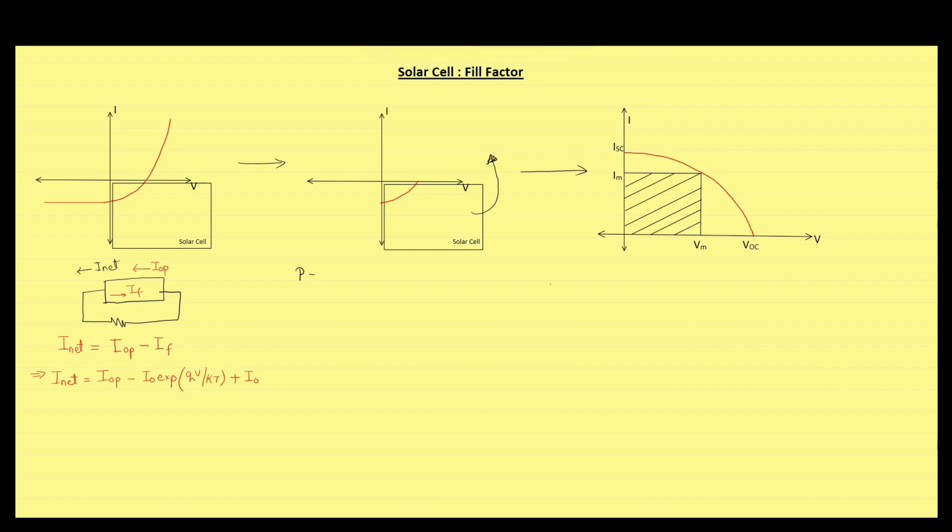The power delivered to the load by the solar cell is equal to potential multiplied by current, which can be expanded to.